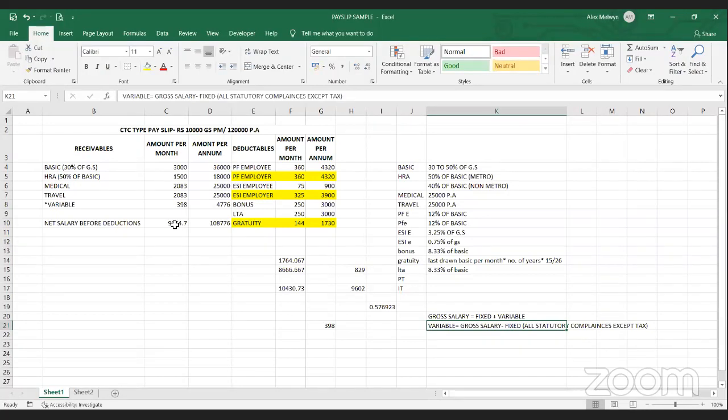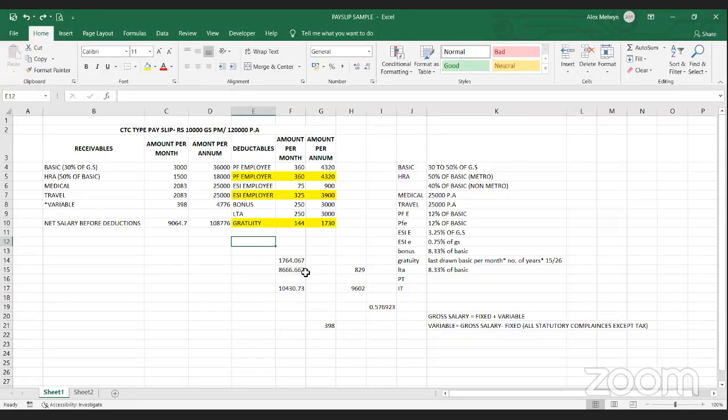To adjust it, I'm removing three components from my total, which are the PF employer share, ESI employer share, and gratuity. These are additionally given, from the employer's pocket. That is the idea, and that is the reason behind what you're seeing. Okay, so this is the idea. Are we clear?